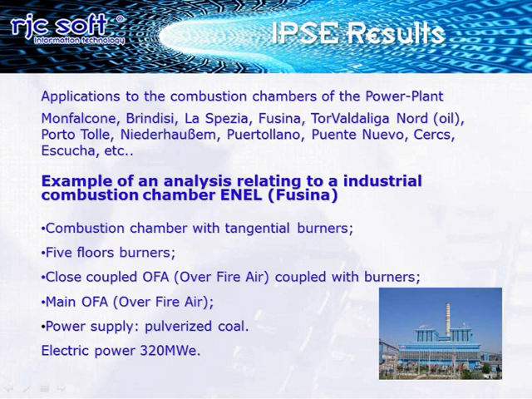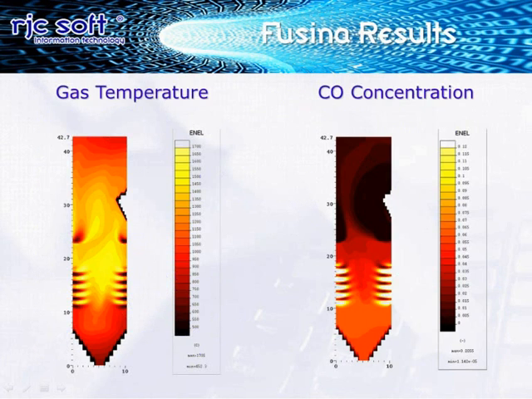In the left figure you can see the temperature field in a vertical section near the burner exit. In the right figure you can see the distribution of CO concentration as mass fraction in the same vertical section. You can see the 5 floors of the burner's inlets and the main OFA inlet above these and near the nose of the boiler. The burner inlets are characterized by low temperature and high CO concentration.